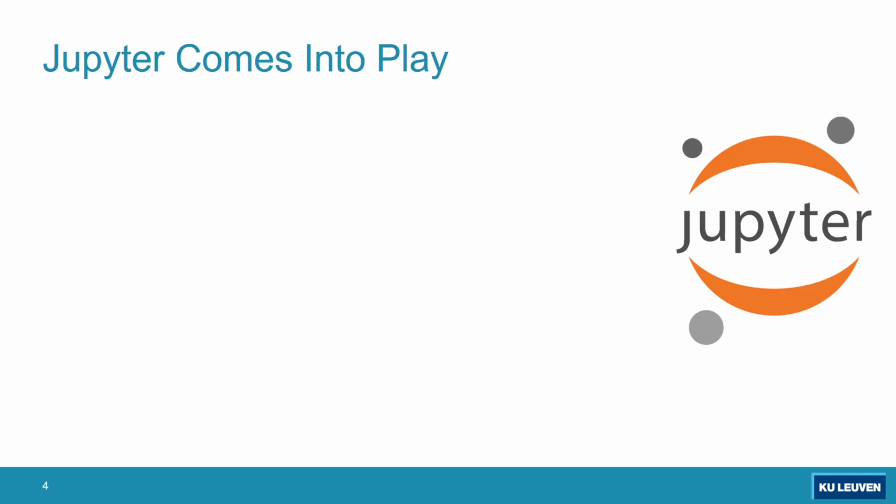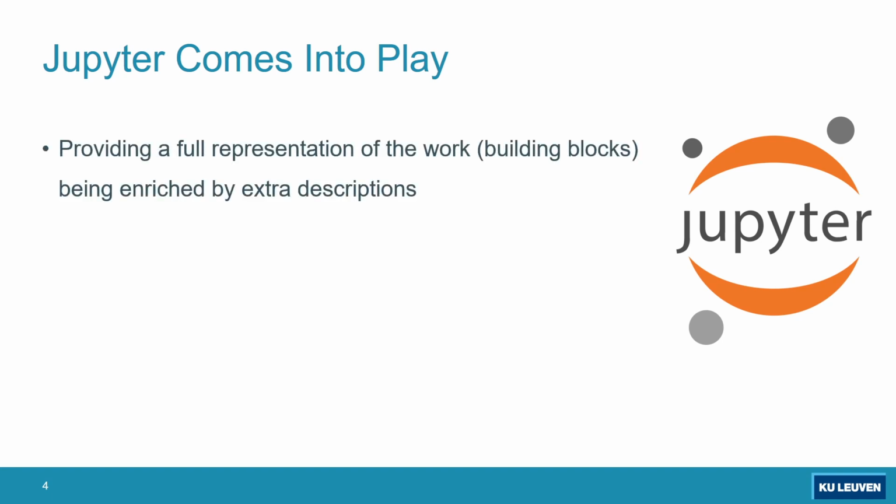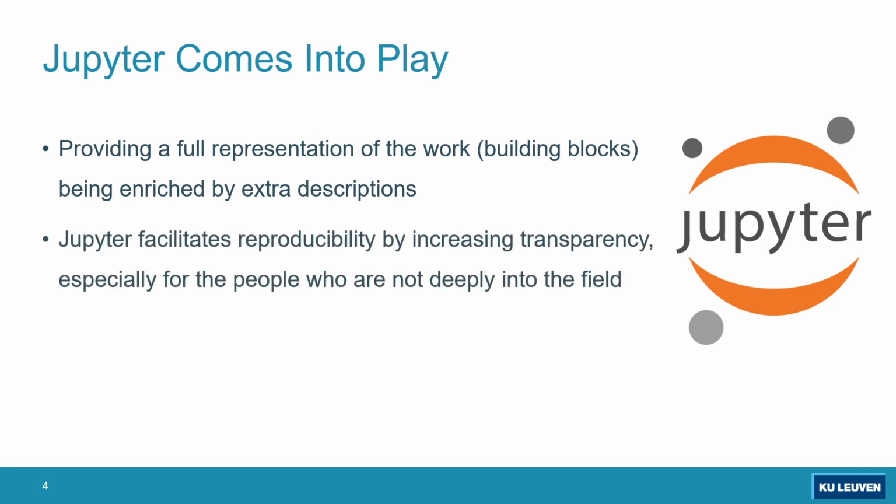By definition, Jupyter is an interactive computing environment for running a wide variety of different programming languages in a unified environment. But in practice, it provides an environment for a full representation of the building blocks, enriched by extra descriptions beside the code. This will increase transparency, which, as was said, is an important aspect of reproducibility, especially for people who don't have a deep background in the topic. It will help them to increase their knowledge of the internals of the work.